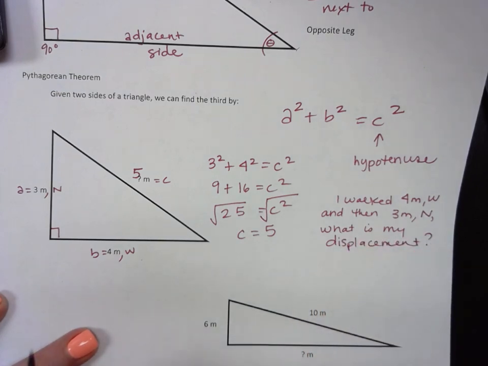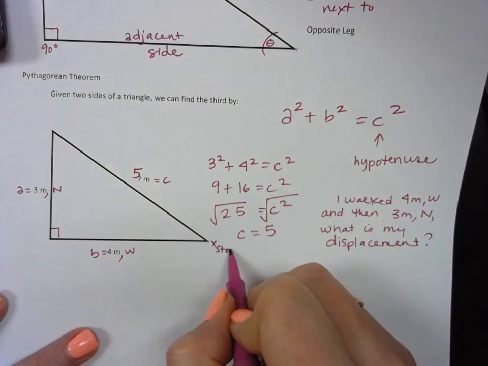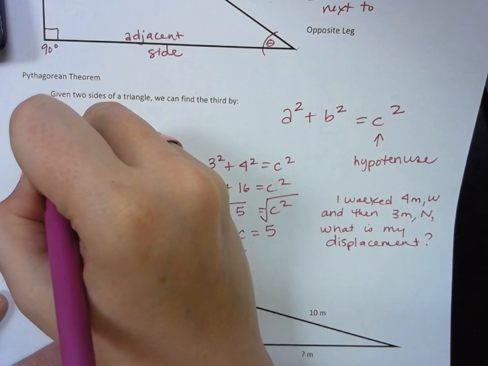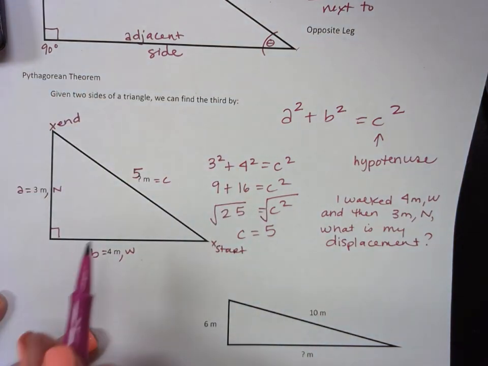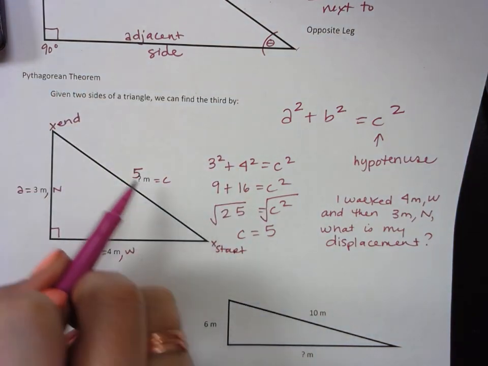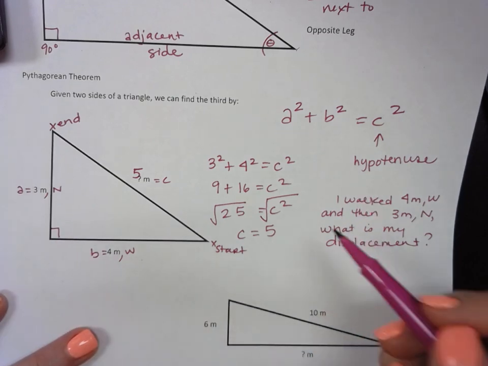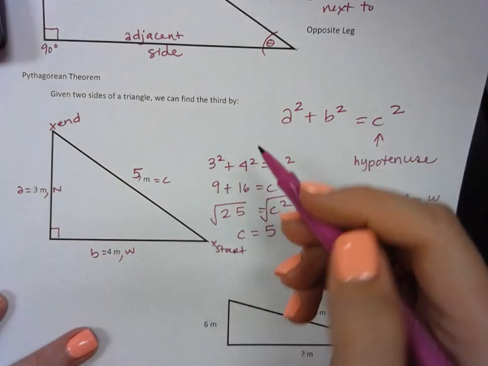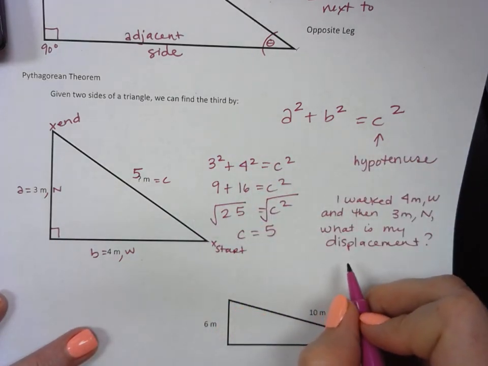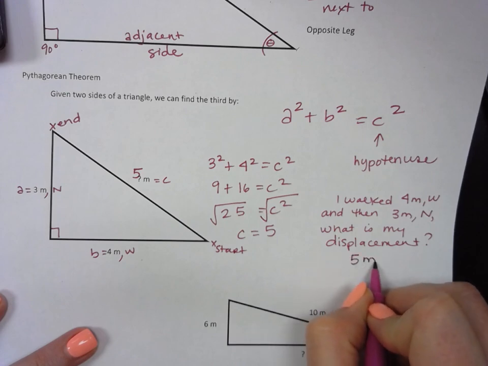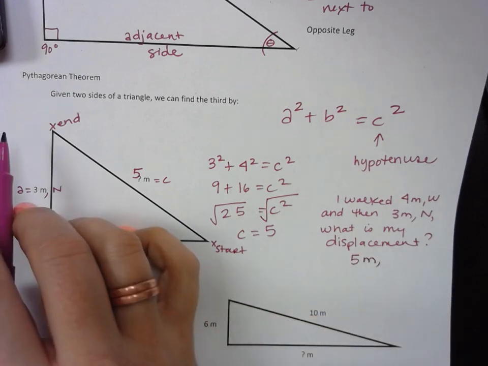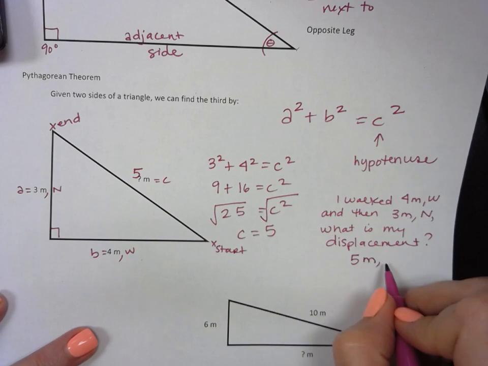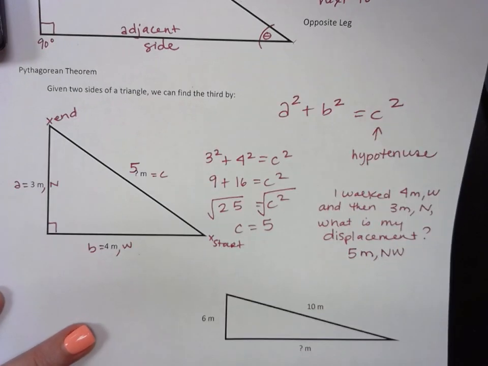Okay, now it's a physics problem. This is my start. This is my end. Remember, displacement is the straight line between where I started and where I ended up. So when I do my Pythagorean theorem, I find out that my displacement would be 5 meters north and west from where I started, so 5 meters northwest.